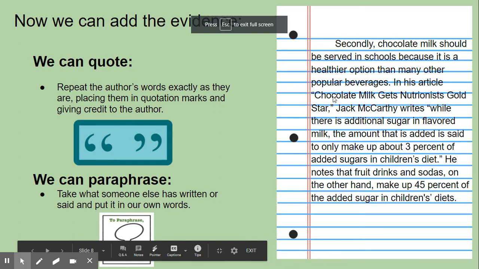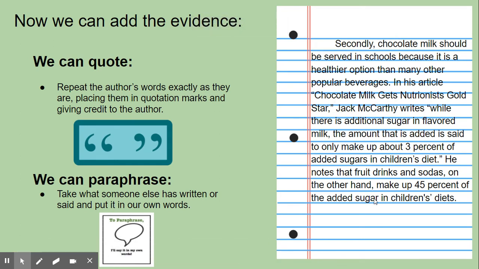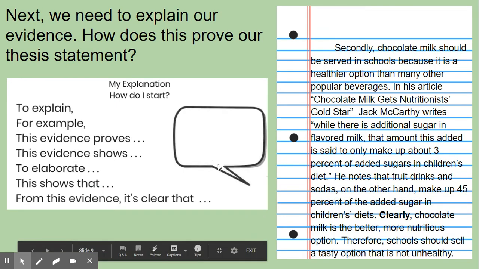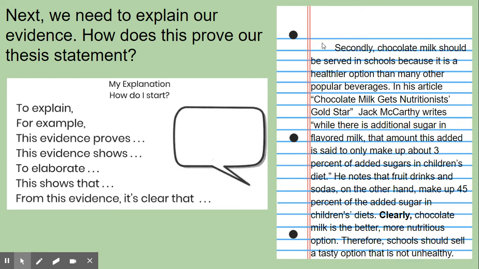All right, so I introduced my evidence and I quoted, and what comes next is our explanation. And this connects it back to our thesis statement and our reason. So I said, clearly, chocolate milk is the better, more nutritious option. Therefore, schools should sell a tasty option that is not unhealthy. So we're saying they shouldn't be selling juice and soda, but they can still give a healthy option like chocolate milk.